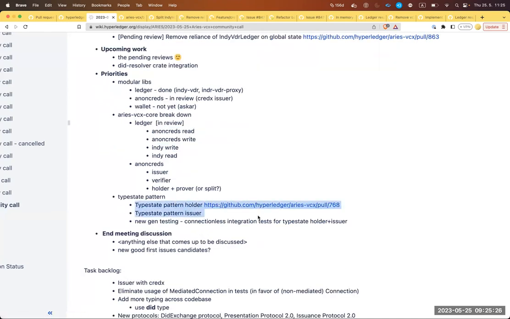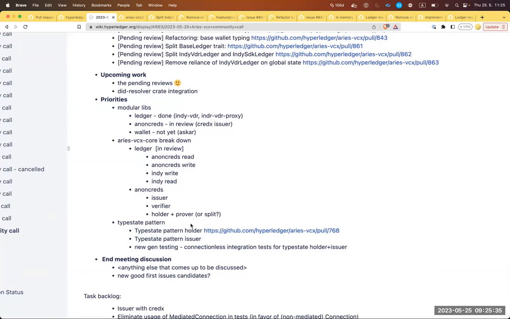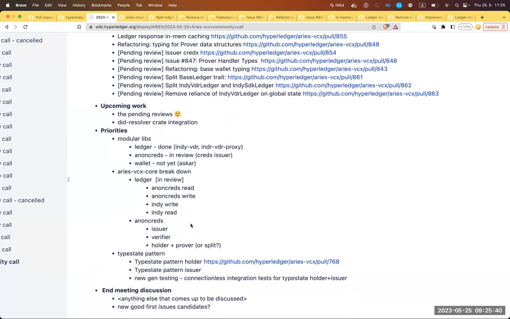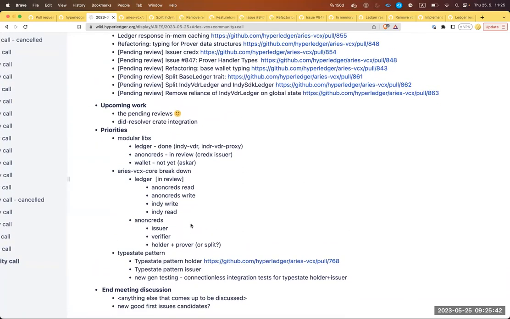And then of course the typestate pattern. Once we do the holder and issuer, we can start writing those tests. I think the priorities are pretty clear now. Any comments, guys, on our vision and things lying ahead? Nothing from my side. Just brace yourselves for all the work coming.